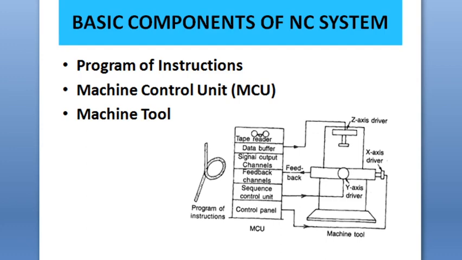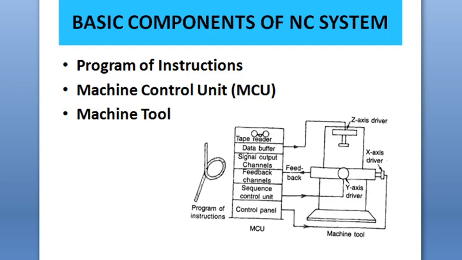Signal output channels send the information to the machine tool. Feedback channels receive the information from the machine tool. The sequence control unit coordinates all the other elements in the machine control unit. The control panel has dials and switches for operating the machine tool and control unit.